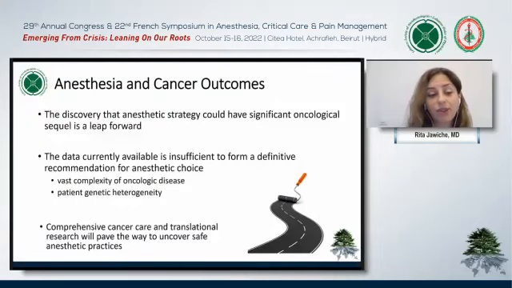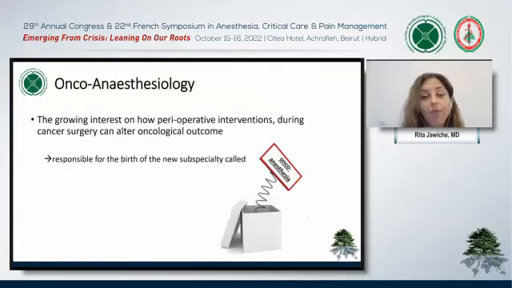That's because of a lot of patient genetic heterogeneity, and because the oncologic disease, the biology of the tumor cells, is really vast and complex. We have different types of cancer cells, different subtypes of cancer. So really having a match between the best anesthesia and the best cancer patient is not that easy. We know that many studies are ongoing and slowly they will be paving the way to uncover the safest anesthesia for oncologic patients.